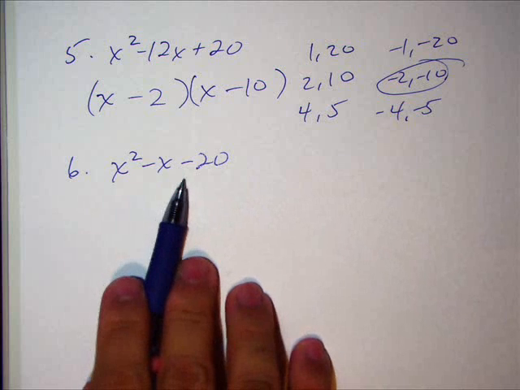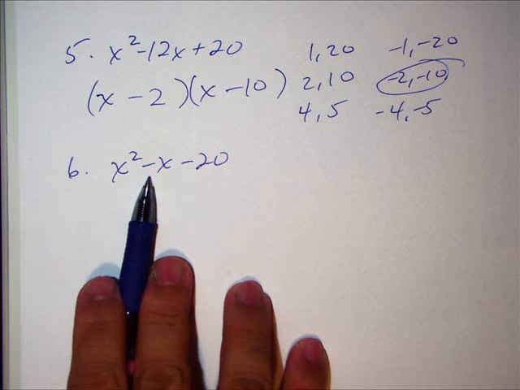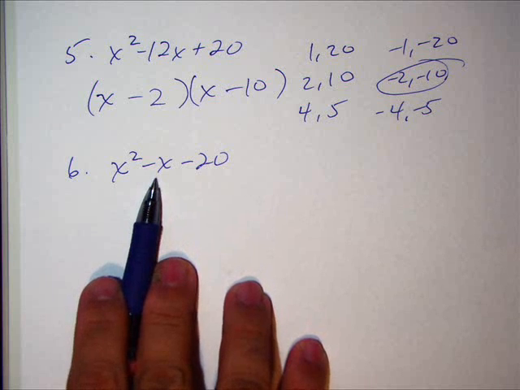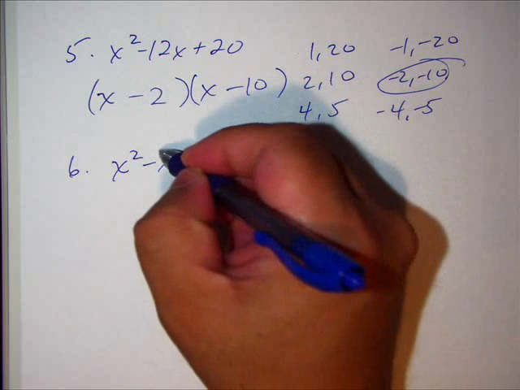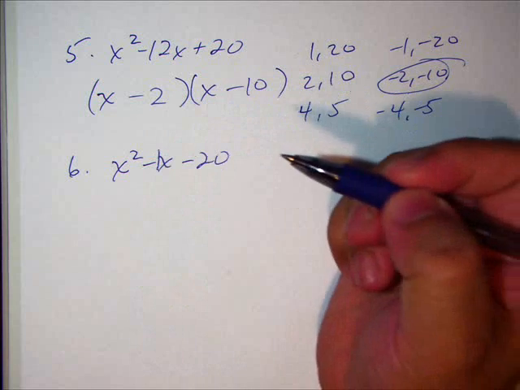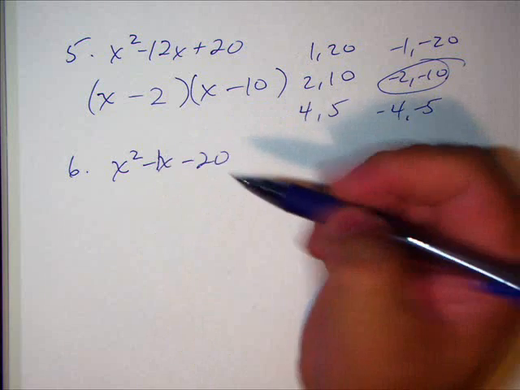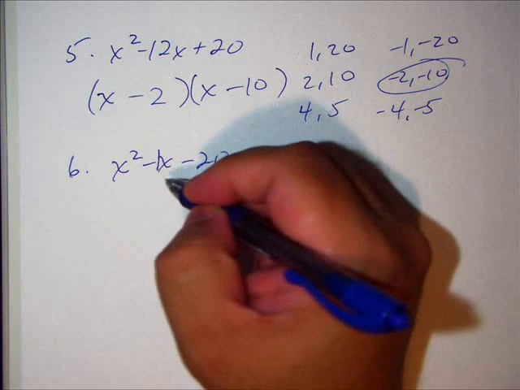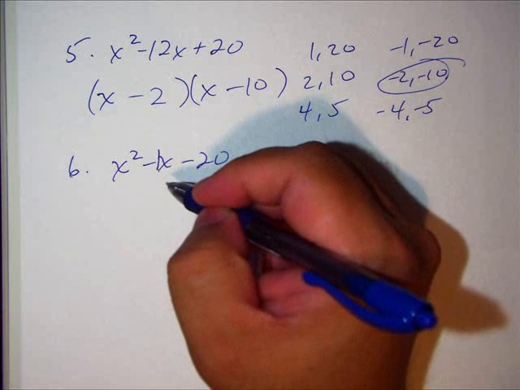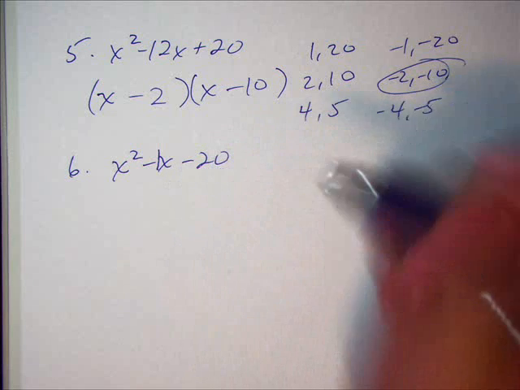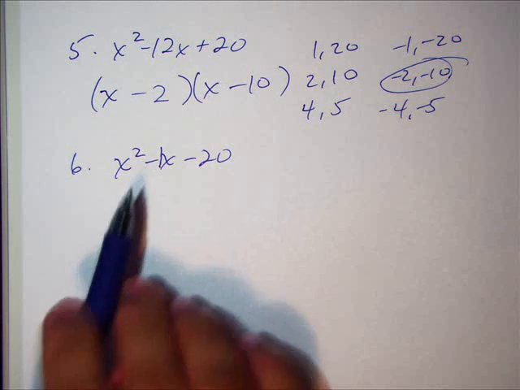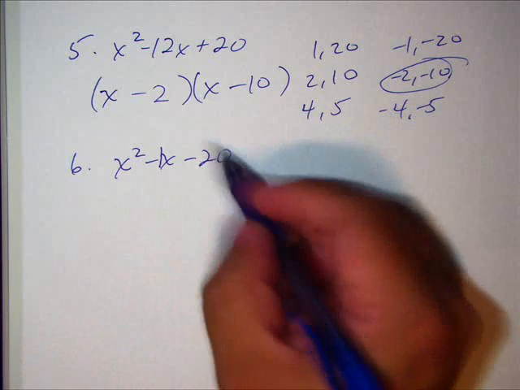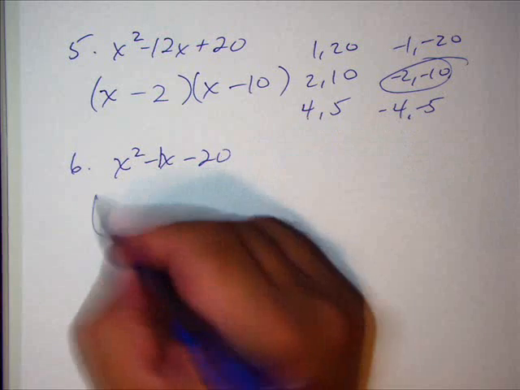This time, my sign here is negative. And it looks like my middle coefficient is not there. Remember, if you don't see a number in front of a variable, it's basically a 1. Okay? So I write that in there for emphasis. I don't recommend you do that. But if you need it to just keep your mind straight, go ahead. Alright, so my goal is I'm going to get a negative 1 with my combination of factors of minus 20.